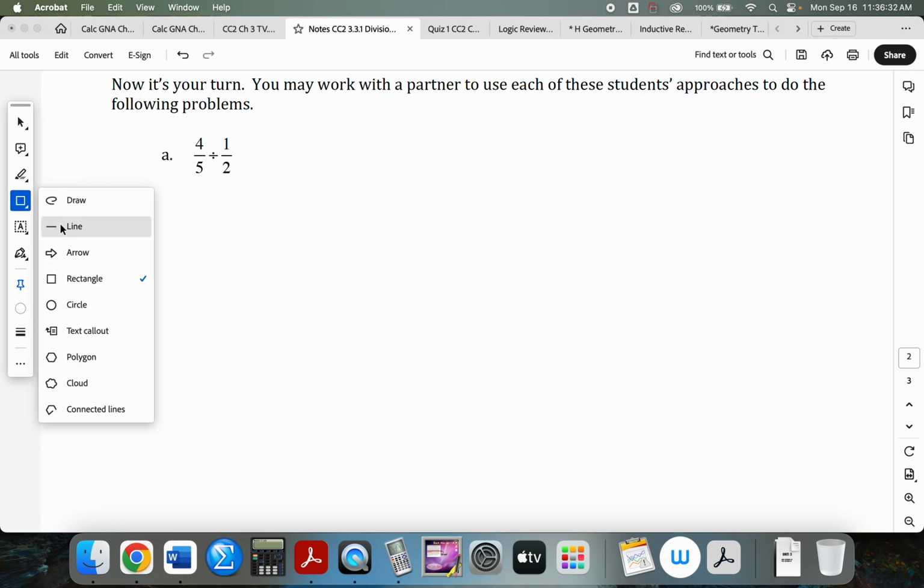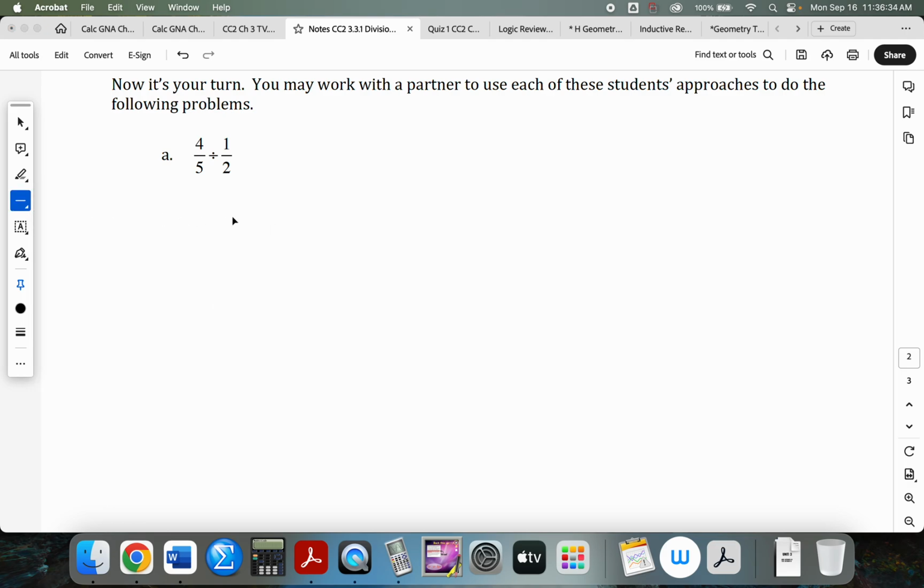I don't think, what the heck? I'm sorry, I don't know what's going on there. Weird. I'm sorry? Connect the lines. I'm just going to draw it freehand. I don't like the way this is working.